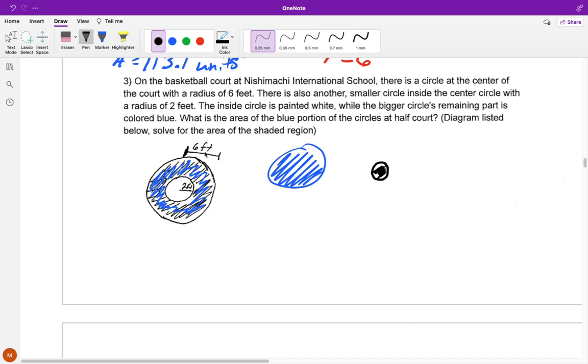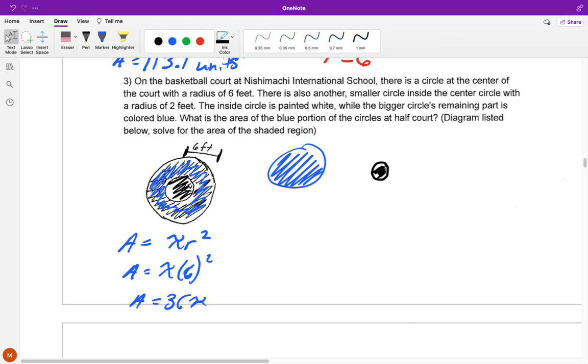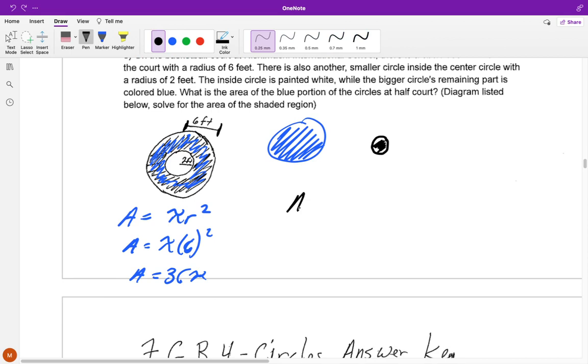So this is telling us the radius from the inner to the very outer. So that means the bigger circle that's blue has a radius of 6. So the area of the blue circle is pi r squared, or pi times 6 squared, or 36 pi. So that's the area of the blue circle. This black circle that we're trying to take out has a radius of 2. So the area of the black circle is equal to pi r squared, which in this case is pi times 2 squared. So our area is equal to 4 pi.